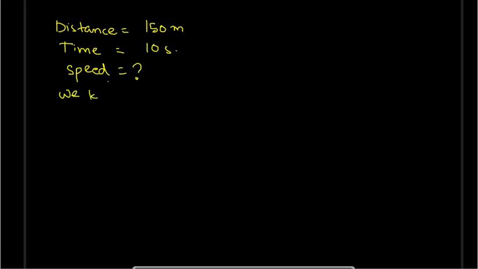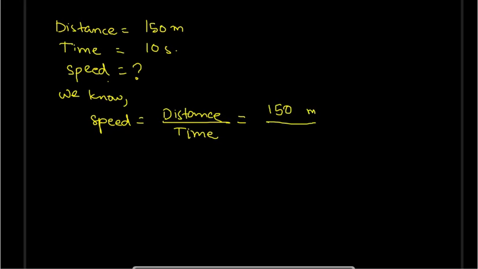What do we know? We know the formula for speed. It is distance covered upon time taken. So distance upon time. The distance is 150 meter upon 10 seconds. So we cancel this and what do we get as the answer? 15 meter per second. But we don't want the answer in meter per second. We want the answer in kilometer per hour.